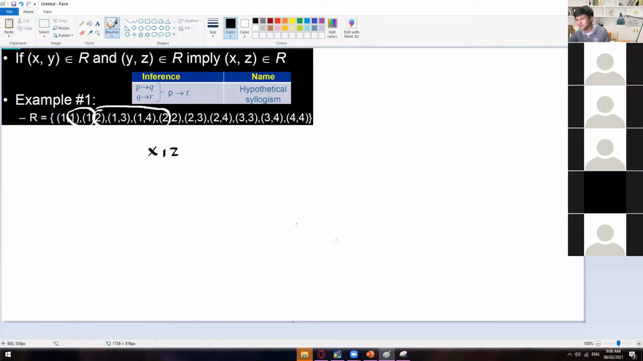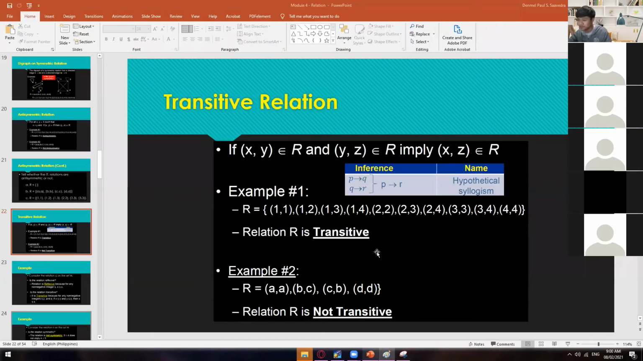All right, to those who are not yet done, I'll give this one as your self-study example. So this one is transitive, okay? If you have x, y, and then y, z, you should have x, z.